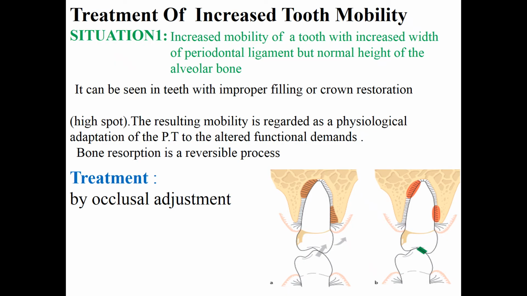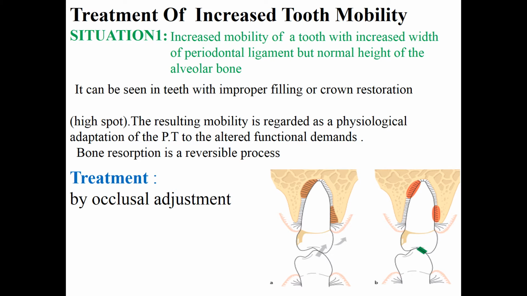Treatment of increased tooth mobility. We have 5 situations in which we will try to discuss the treatment of such conditions. Situation 1. In this situation, we have increased mobility of a tooth with increased width of the periodontal ligament but normal height of the alveolar bone.